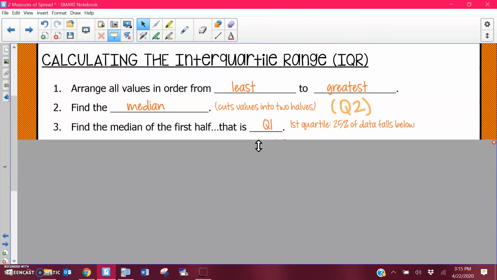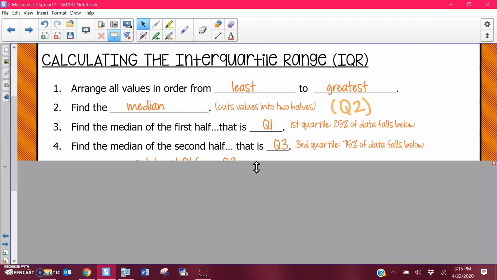Then, in order to find Q1, you're going to find the median of the first half. So if you had 4 data points left, find the middle of those 4 data points. That's Q1, the first quartile. 25% of your data falls below that first quartile. Similarly, to find quartile 3, you find the median of the second half. So Q3, 75% of the data falls below that particular quartile.